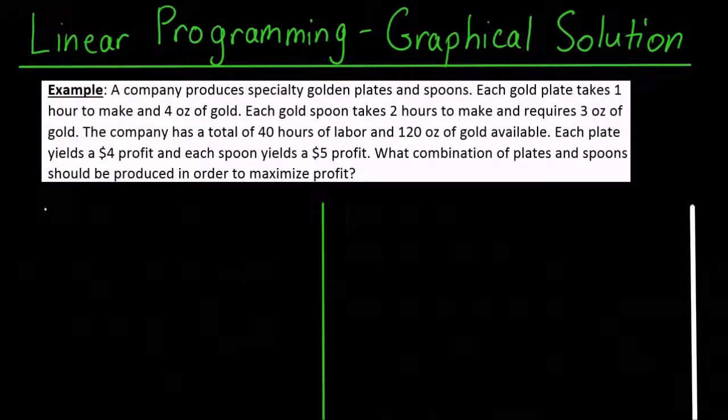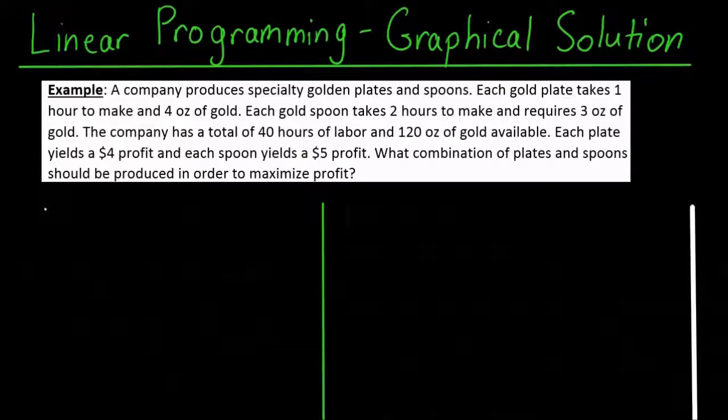In this video, we're going to talk about how to solve a linear programming problem using the graphical solution method, which is a method typically used to solve problems where there's only two decision variables. Let's take a look at this example here.